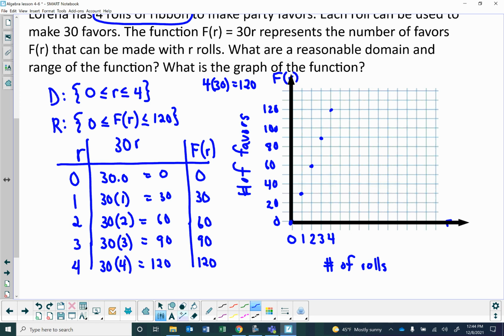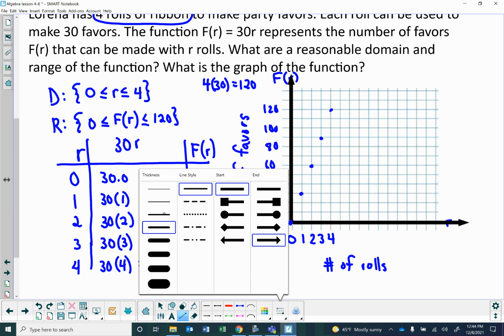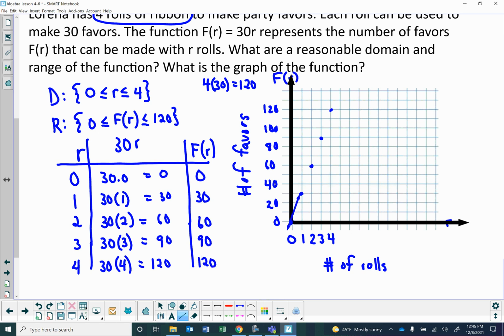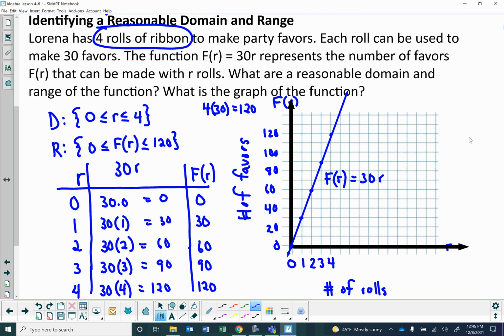Okay, so therefore, when I draw these lovely lines here, and there's my lovely line, I can figure out how many rolls I'm going to use based upon how many favors I'm going to have, based upon partial roll usage as well. And the last thing we should do, always label it. This would be f of r equals 30R. So we found a reasonable domain and range. We figured out a table of values, and we graphed our function here.